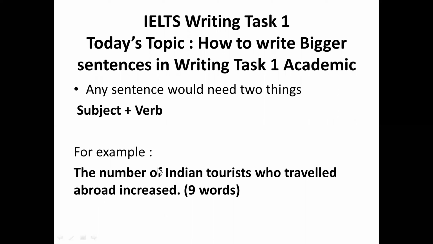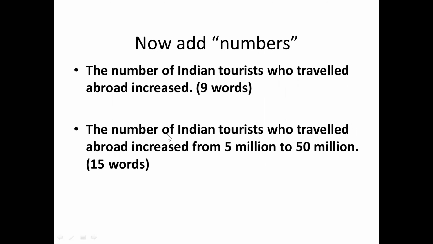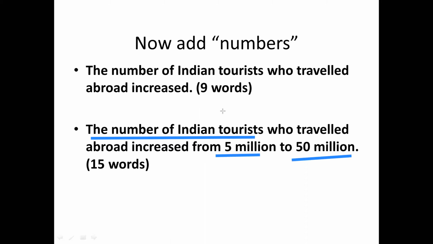Now let us try to elaborate this sentence. Let us try to make the sentence as big as possible. So what we can do is add numbers into this. So this was the previous sentence: the number of Indian tourists who traveled abroad increased. What we can do is add a number to it. For instance, the number of Indian tourists who traveled abroad increased from 5 million to 50 million. So from 9 words, we have stretched the sentence to 15 words by adding numbers to it.